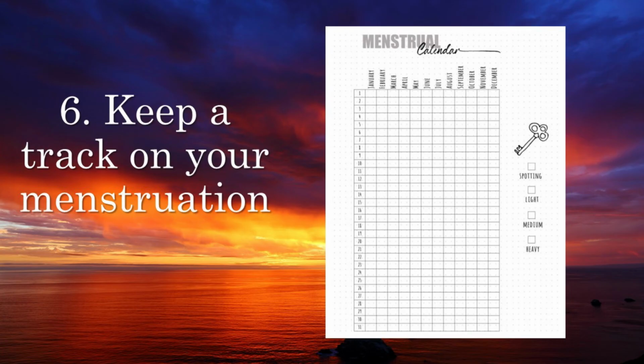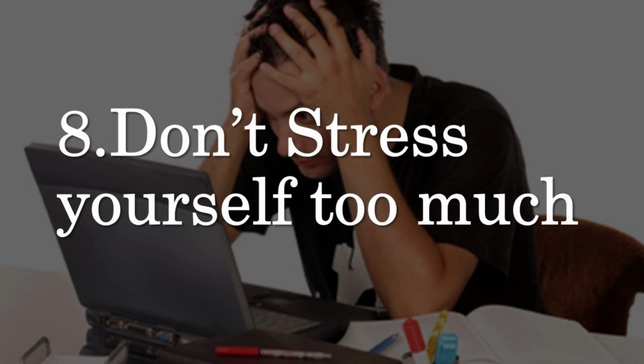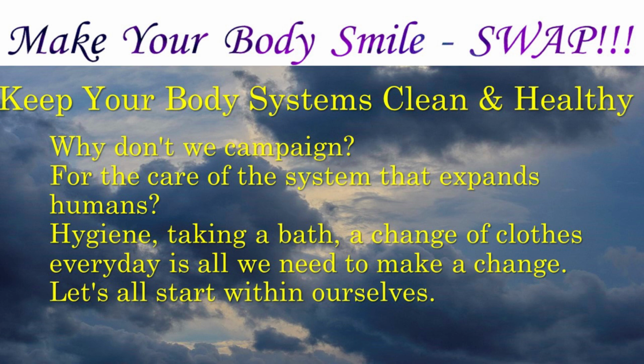Sixth one, keep track of your menstruation. Seventh, don't engage in vices. And last but not least, don't stress yourself too much. And finally, make your body smile. Keep your body system clean and healthy.